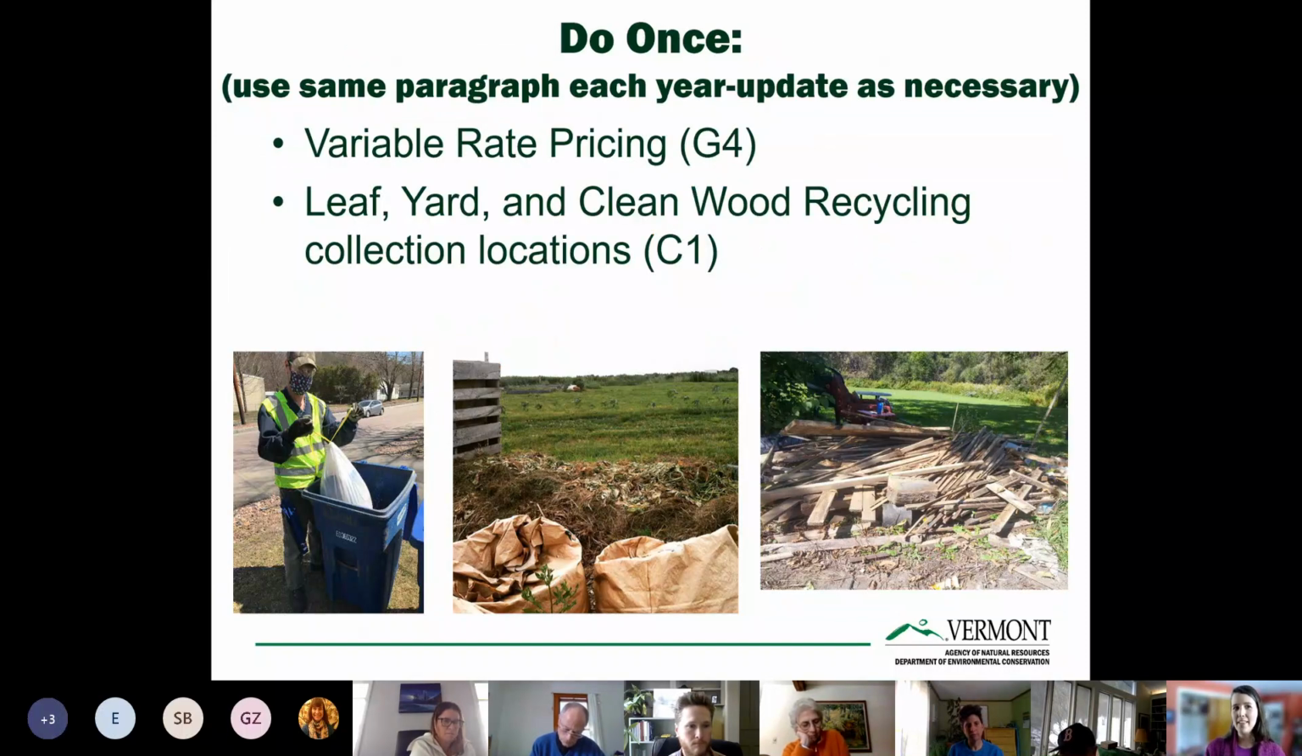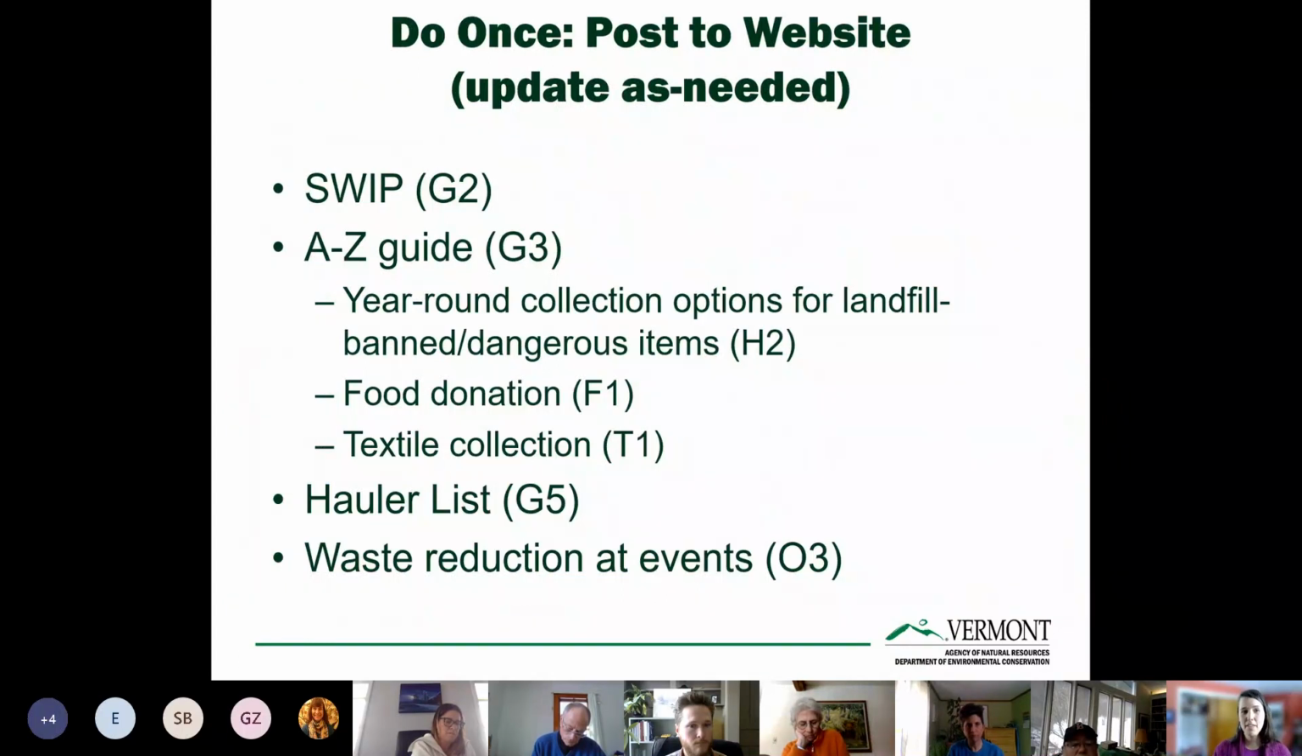The couple of pieces that are mainly a do once and then just use the same paragraph each year are variable rate pricing, because most likely this requirement has been in place for a long time, so very likely nothing has changed. And then also the leaf, yard, and clean wood recycling collection locations, unless those locations have changed, can just be carried forward. And there are a lot of these SWIP report requirements that are just things you posted to the website probably years ago. Updates are needed, of course, but for the SWIP report, it's just a matter of pulling those web pages forward.